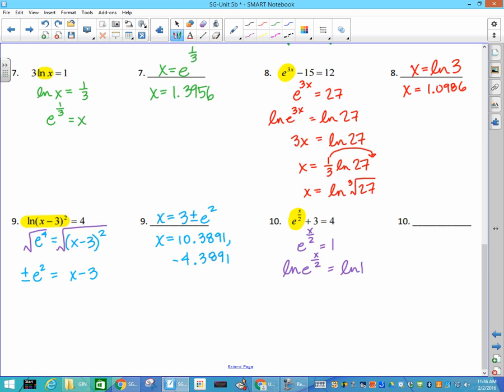And this side becomes x over 2. And ln of 1 is one of those that you really ought to know, because that's 0. And when you multiply both sides by 2, you get 2 times 0, which is 0. So our answer is 0.